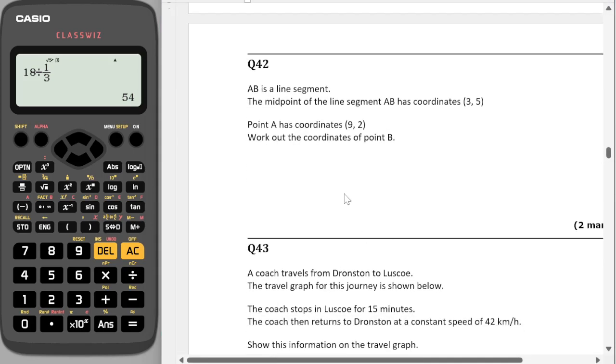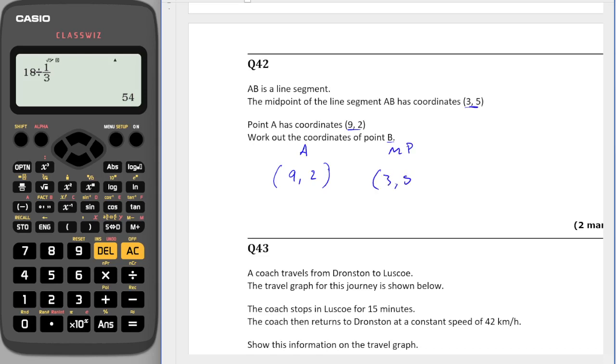Okay, question 42. AB is the line segment. The midpoint of the line segment AB has a coordinate of 2, 5. Point A has a coordinate of 9, 2. Work out the coordinate of point B. So I'm going to do it like this. So 9, 2. We've got the midpoint of 3, 5. So the difference between those two coordinates is 6. So B must be 6 less than that. So minus 3. And then it's gone up by 3. So we go up by a further 3. So 8.